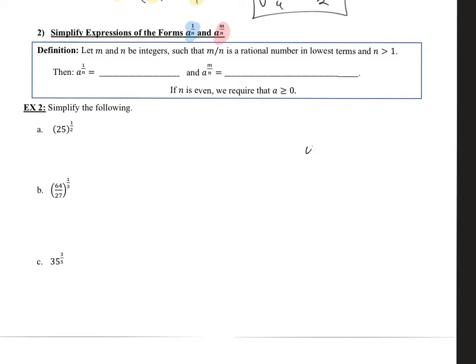For example, 4 over 2 is not in lowest terms. Why not? Well, this is because I can divide the top and the bottom by 2 and simplify this to 2 over 1, which is 2. Okay, so that is not in lowest terms. However, the fraction 1 over 2 would be in lowest terms because I can't divide the top and the bottom by the same number.